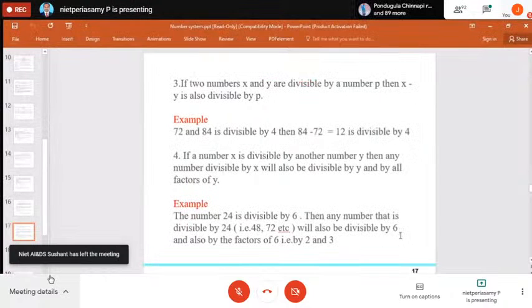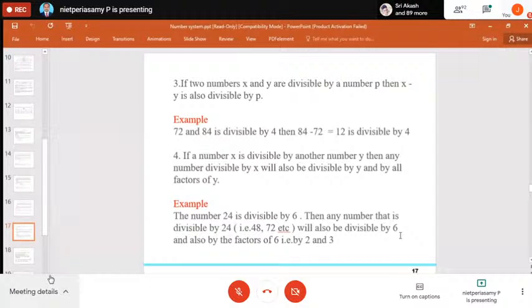Next, property 3. If two numbers x and y are divisible by p, then the difference is also divisible by p. Take the same example. 72 is divisible by 4, 84 is divisible by 4, then the difference, 84 minus 72, equal to 12, is also divisible by 4. That is property 3.